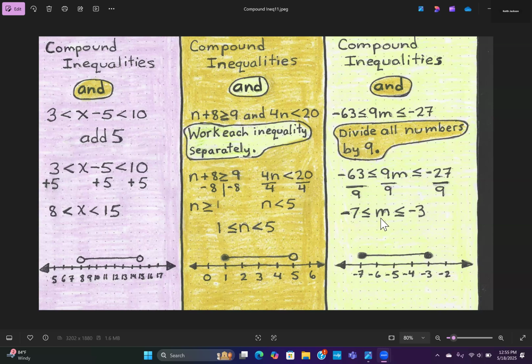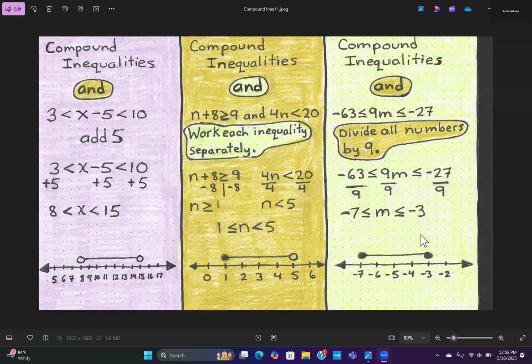It's letting us know that m could be negative 7, or greater than negative 7, or m could be negative 3, but also less than negative 3. And we can see it right here. Because these signs include these numbers, this is why we have to shade them in. So m can be any number in between negative 7 and negative 3, while at the same time, it can also be negative 7 and negative 3.